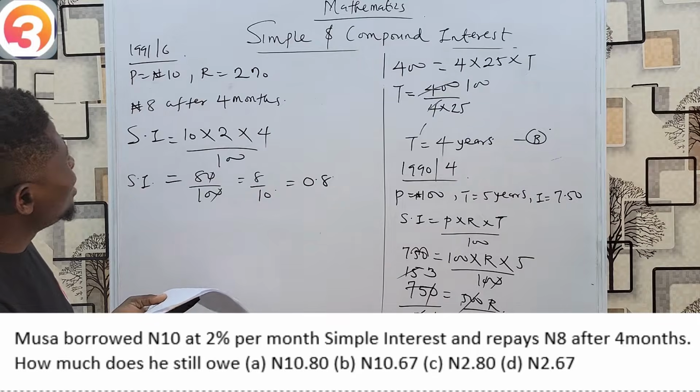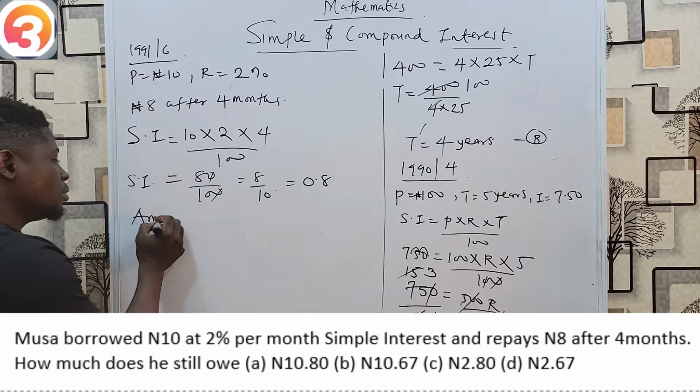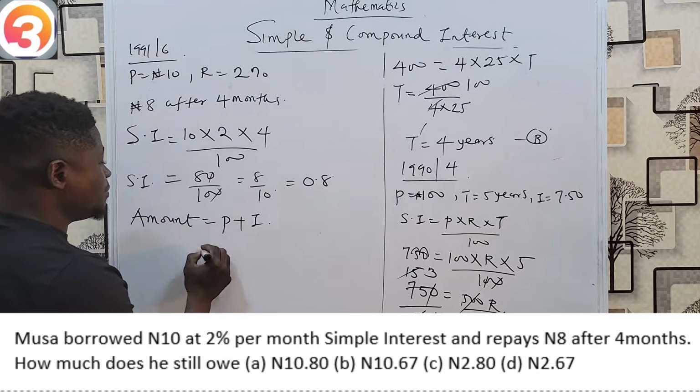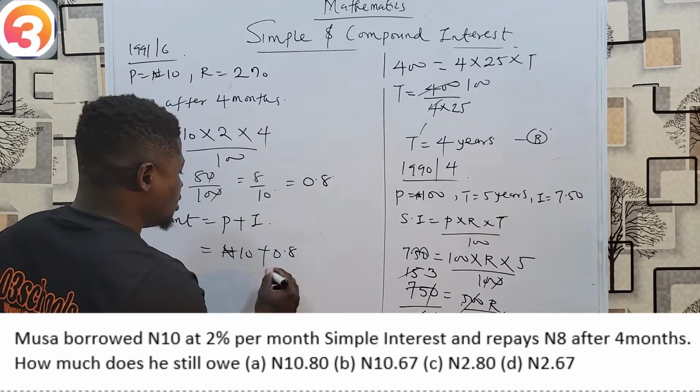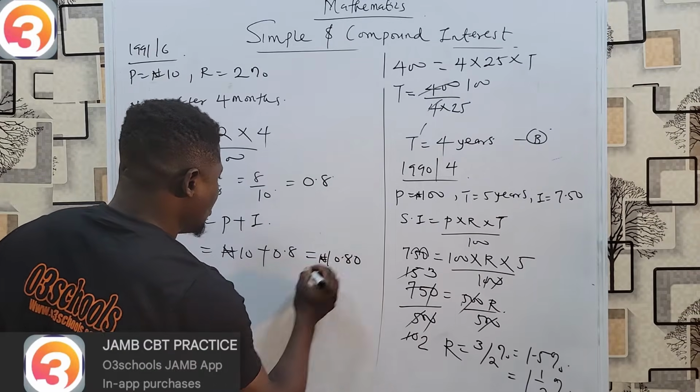Then what do we need to calculate repayment? We need the amount. We know that amount is equal to principal plus interest. What is the principal? It is 10 naira. Then plus the interest, 0.8. So our total amount is 10 naira 80 kobo.